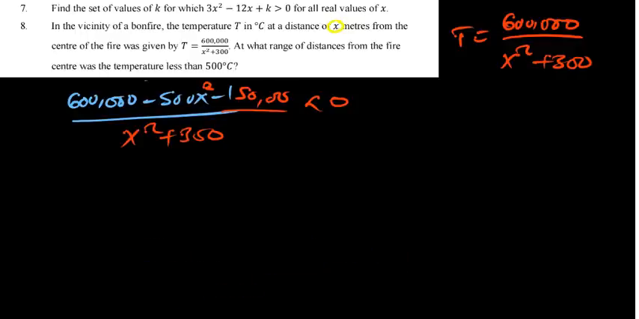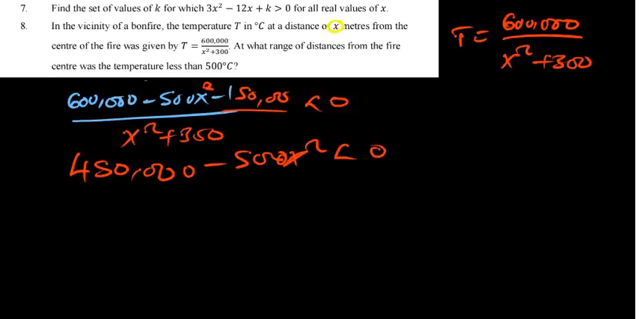Yes. So this has given us 450,000 minus 500x squared less than zero, and another one, x squared plus 300 less than zero. Are we okay there? So for the critical point, now we have to solve the critical point. What are we going to do? When finding the critical point, even here you can just say it is equal to, because you are going to use the table, but it's okay, you can start from there.